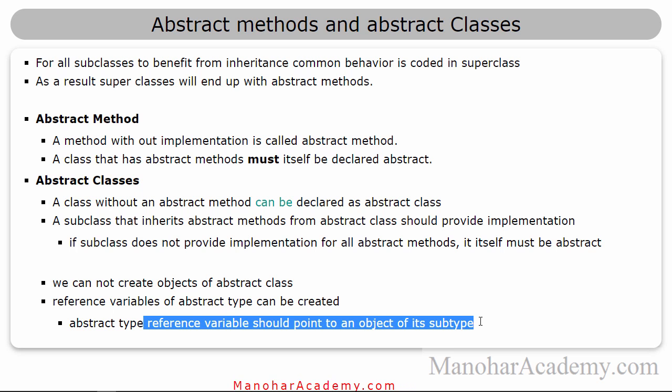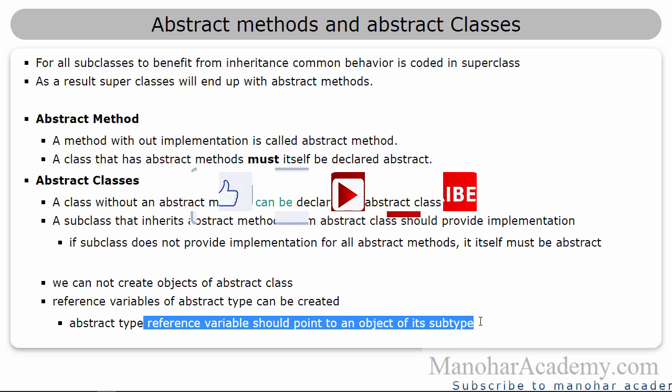One more thing, the abstract method cannot be private, because if it is private, the subclass won't see it. Then who will provide the implementation for that? No one can provide the implementation. So abstract methods cannot be private.